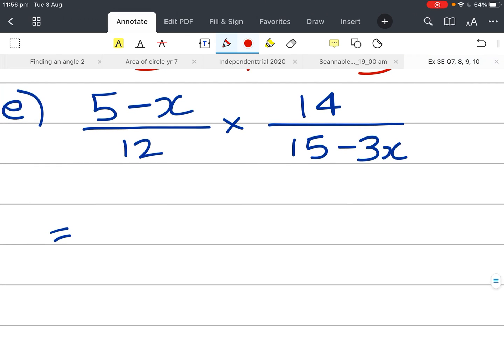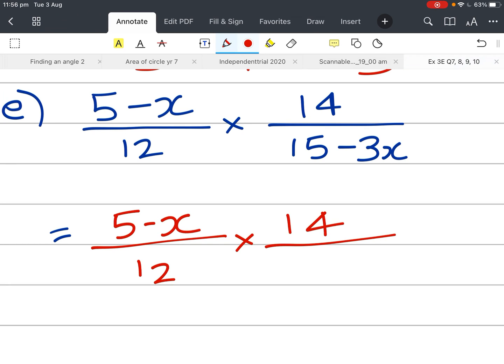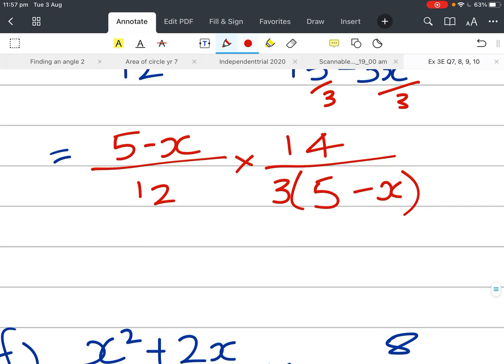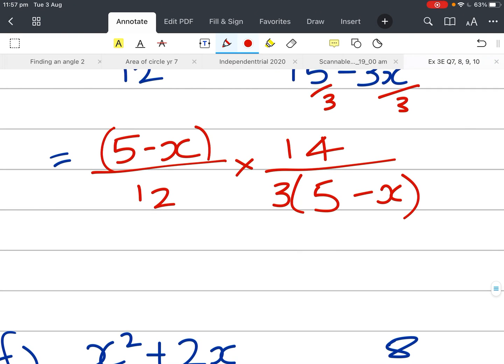Pause the video if you want to have a go at this one. Otherwise, do it along with me. 5 minus x. I cannot factorise it any further. Can't do anything with 12 yet, or 14. But I can factorise 15 minus 3x. Look at the smaller number. Does 3 go into 15? Yep, it does. Right, so let's divide each of these by 3. What's 15 divided by 3? Hopefully you said 5. Minus 3x divided by 3 leaves me with just x. Now I've got 2 terms here, so I can put that in brackets. Let's cancel out the brackets that are exactly the same. Cancel, cancel.